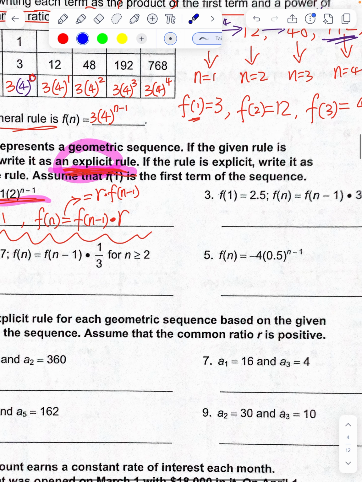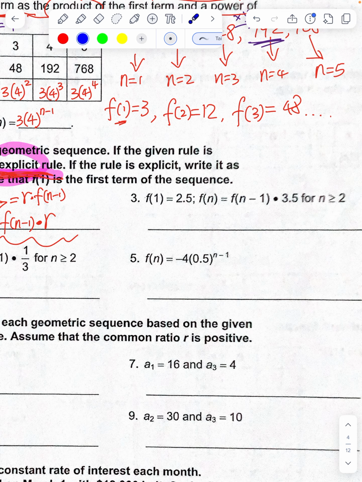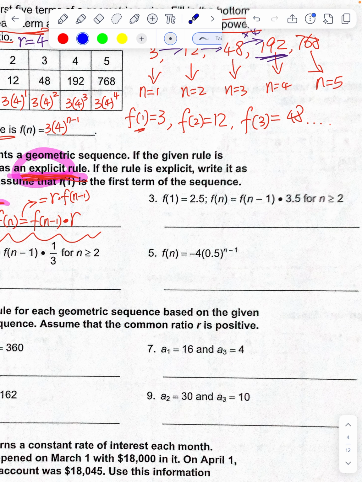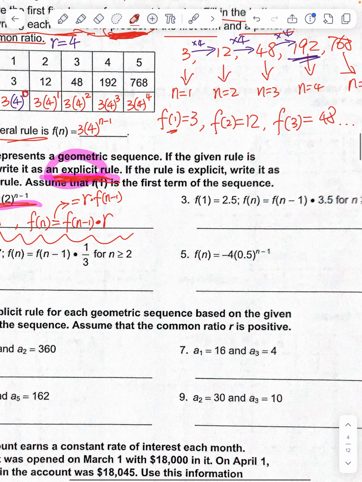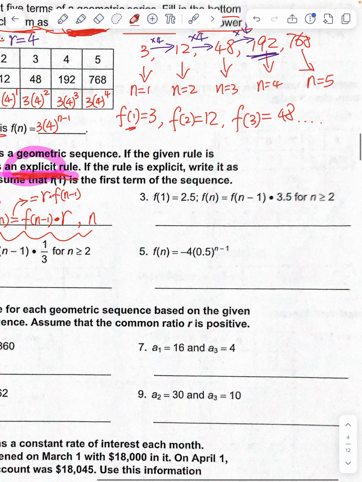Okay, number 3. Look at first term. They list out the first term. And then this is the rule, the previous term times the common ratio. This is the recursive rule for n greater than or equal to 2. I forgot this part. That's my second question.